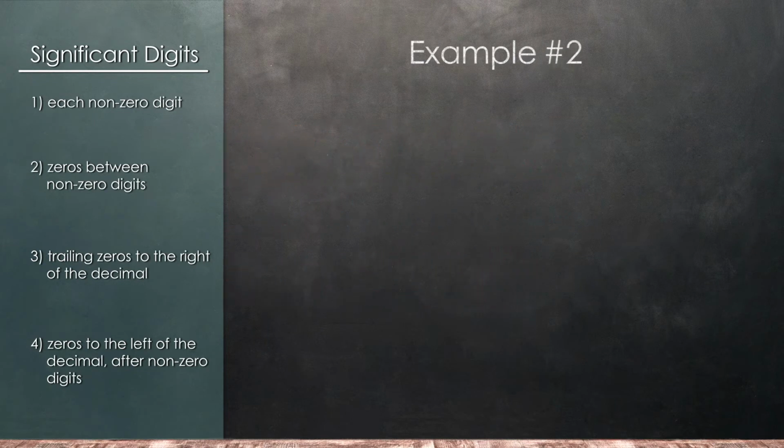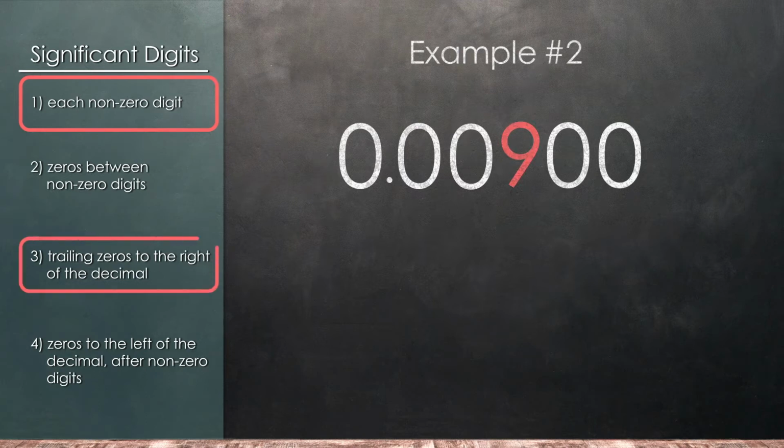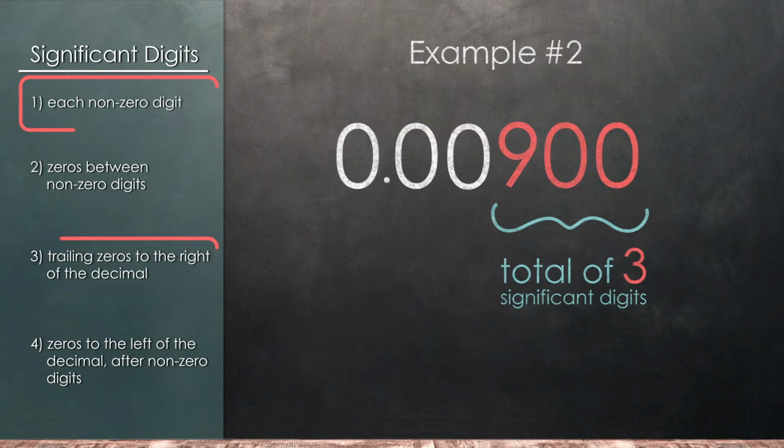Example 2. Consider the following value, 0.00900. By rule number 1, the 9 is significant. And by rule number 3, the 2 trailing zeros after the 9 are also significant. Therefore, this value has a total of 3 significant digits.